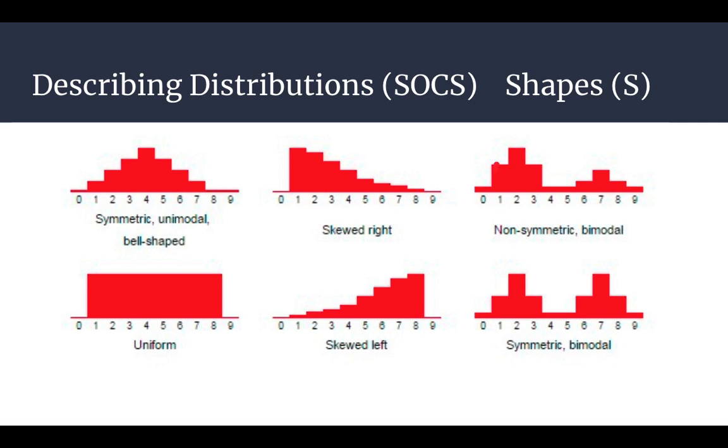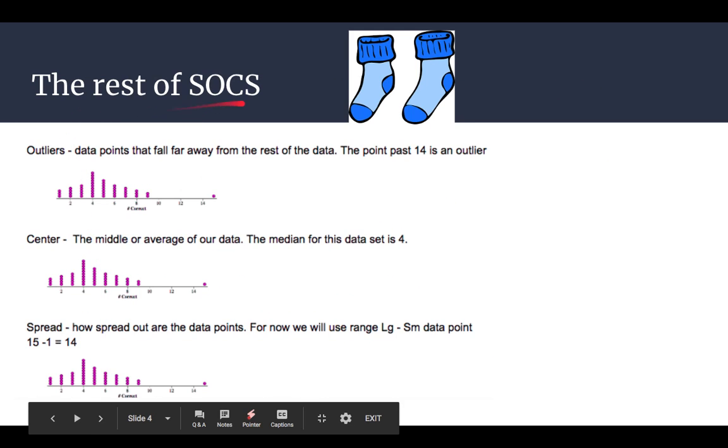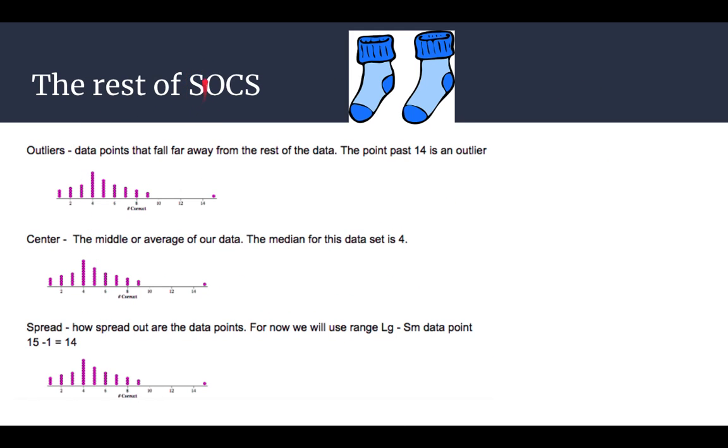Two other types you'll see: the bimodal, unimodal, trimodal, or multimodal, where there's more than one peak. And when we see those, a lot of times we'll just say multimodal or bimodal. But these are the four that we're really going to spend a lot of time discussing. Now the rest of the SOX, we just did shape. We're going to talk about outlier, center, and spread.